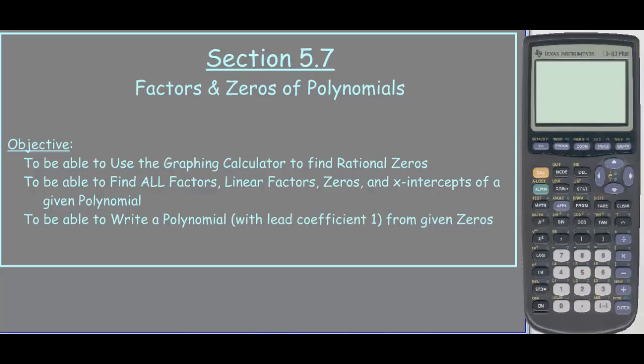Today we're going to look at section 5.7, Factors and Zeros of Polynomials. Our objectives are to be able to use the graphing calculator to find rational zeros, to be able to find all factors, linear factors, zeros, and x-intercepts of a given polynomial, and to be able to write a polynomial, assuming it has a lead coefficient of 1, from given zeros.